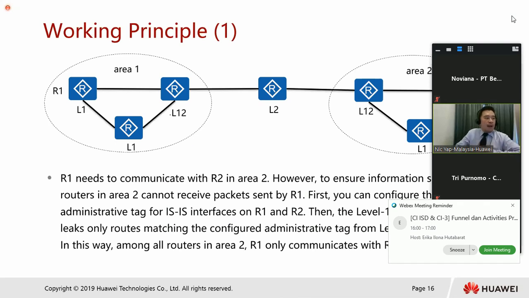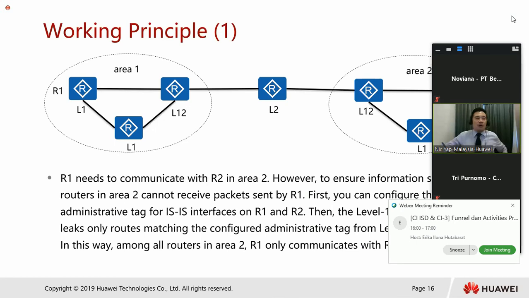So I have L1, L1, L2, L2, L1, 2, L1, L1. You can see that I have two different segments over here. R1 needs to communicate with R2 in area 2. However, to ensure information security, routers in area 2 cannot receive packets sent by R1. First, you can configure the same administrative tag for the ISIS interface on R1 and R2. Then, level 1-2 routers of area 1 leak only routes matching the configured administrative tag from level 2 to level 1 areas. In this way, among all the routers in area 2, R1 only communicates with R2.